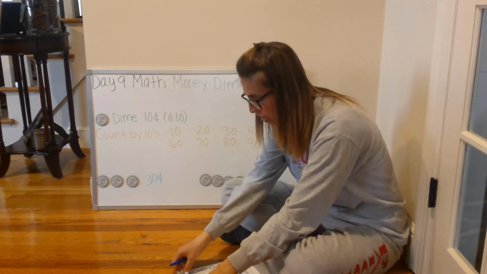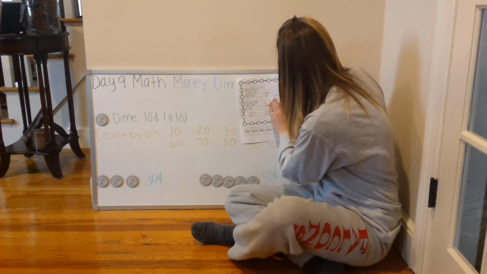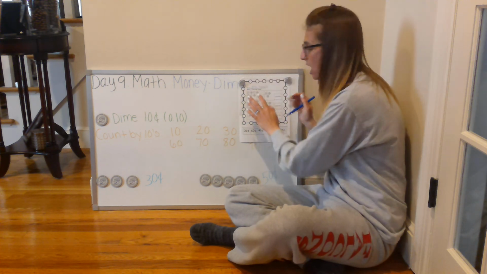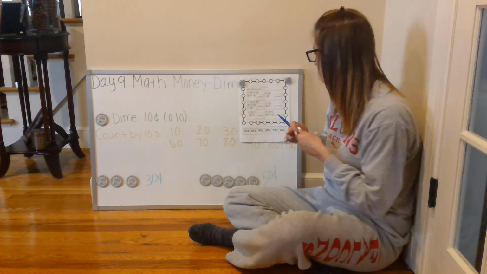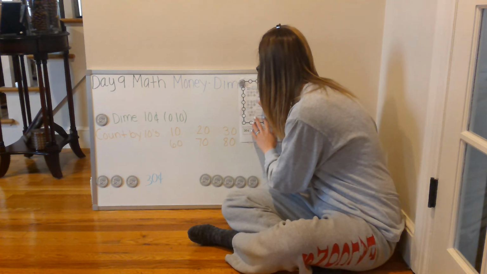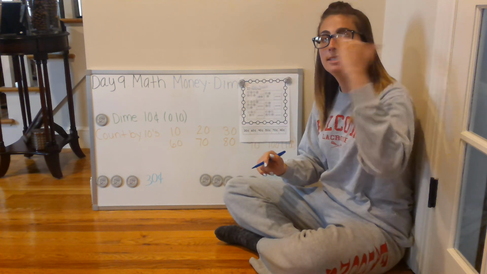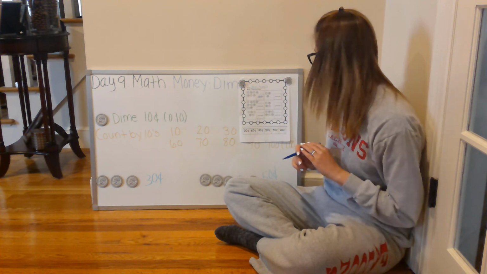So what I'm going to do is, in that little box where it says paste here, I'm going to write 70 cents right here. Right over that print, 70 cents. 7 dimes is worth 70 cents, okay?